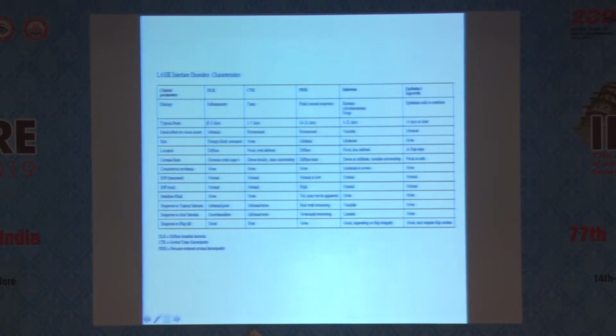This slide shows the difference in etiology. Typical onset, like in DLK, is early onset, 1 to 5 days, CTK it is 2 to 7 days, PISK 10 to 21 days, and infection 3 to 21 days. And initial effect on visual acuity is also different in different entities. And location in DLK is diffuse, CTK is focal and well defined, and corneal haze is granular in DLK, while it is dense focally in CTK. So these are the important findings.